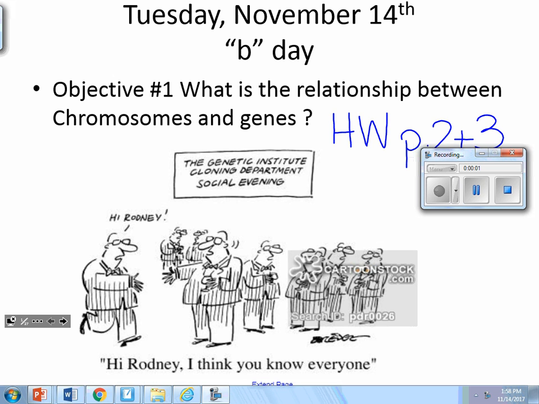All right, today is November 14th. It is B-Day. Today's question is, what is the relationship between chromosomes and genes? The little cartoon says, hey, Rodney, I think you know everyone. Why does Rodney know everybody at the social party of the Genetic Institute? How does he know everybody, sir?